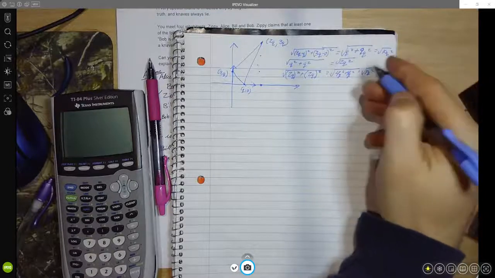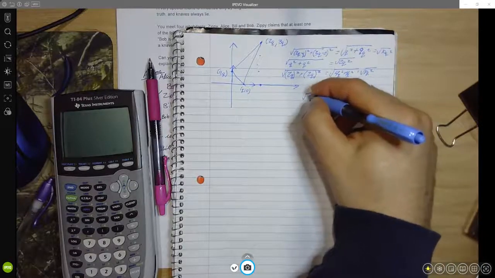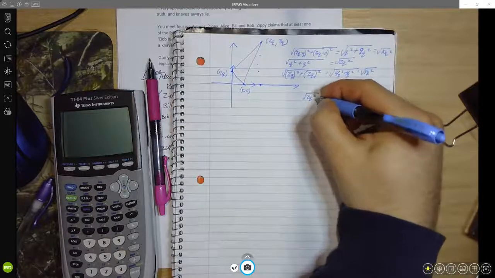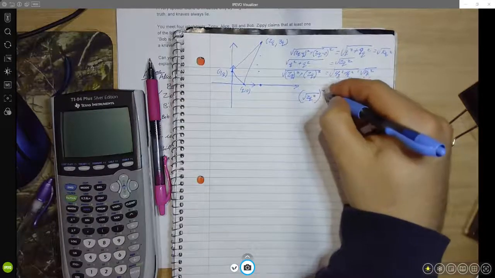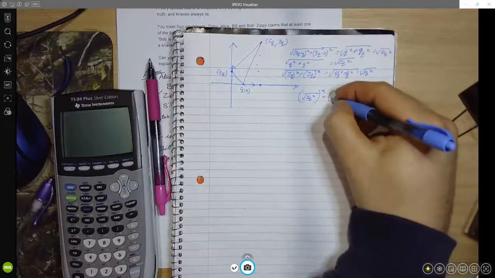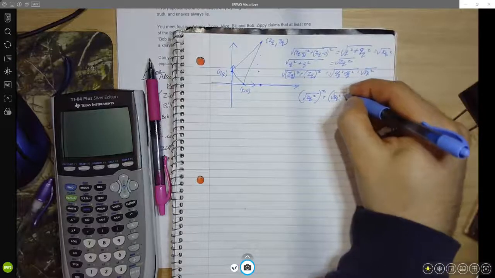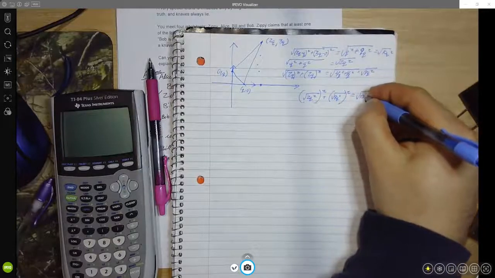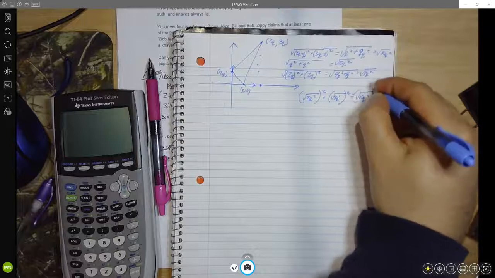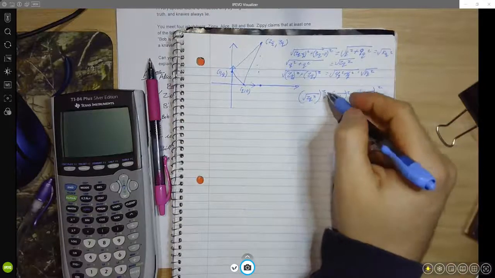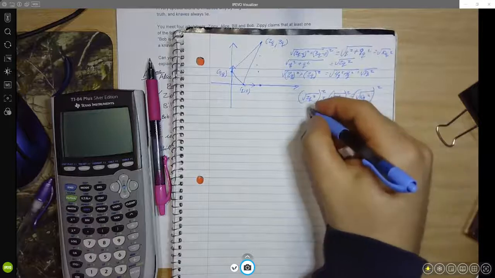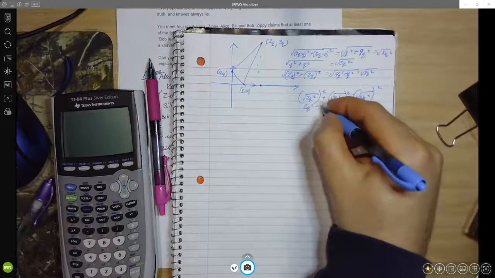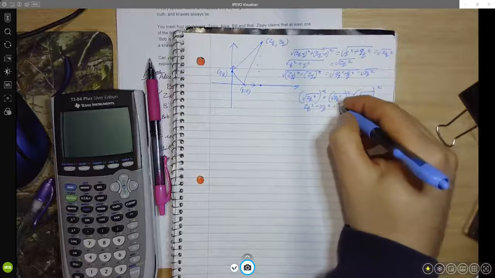All right, so the question is, if you take the square root of 2q squared, squared, plus the square root of 8q squared, squared, you get the square root of 10q squared, squared. So the cool thing here is that the squareds and the square root signs will cancel. So you get 2q squared plus 8q squared is 10q squared. And that, of course, works out. So there you go, Pythagorean theorem.